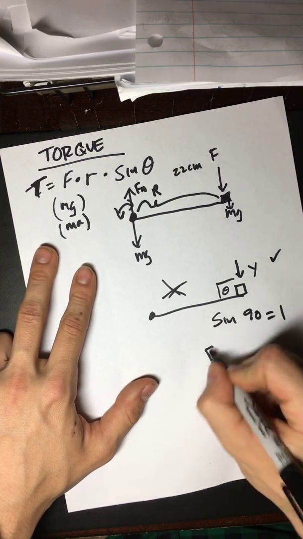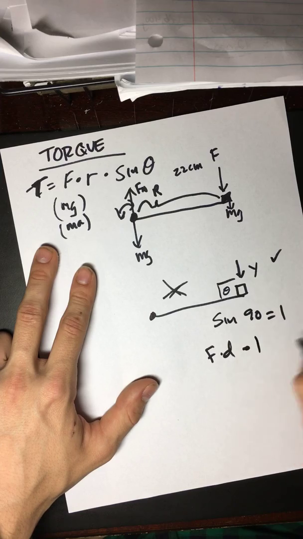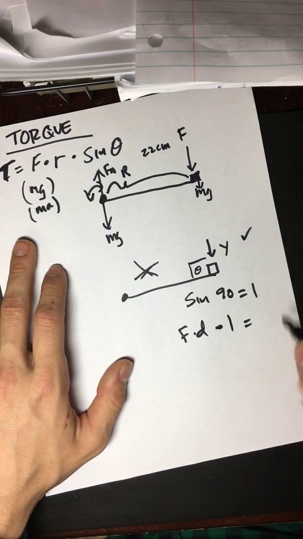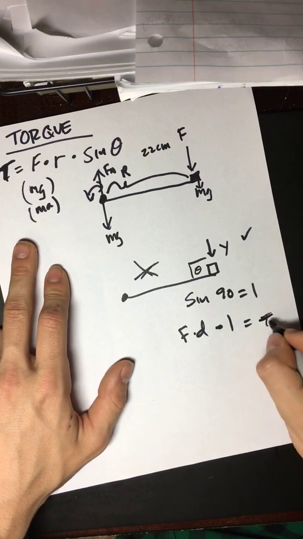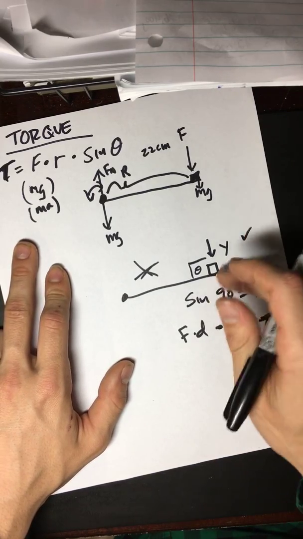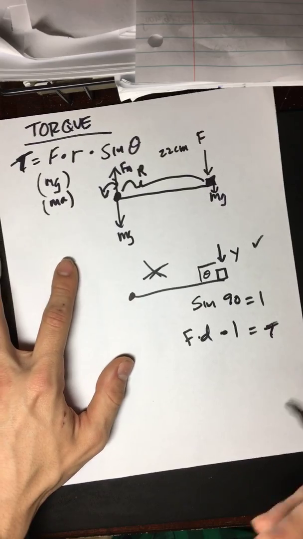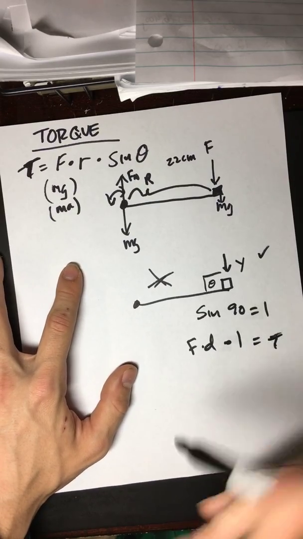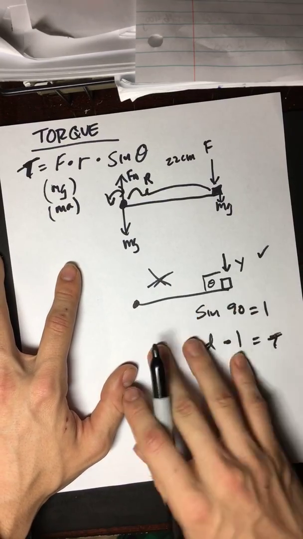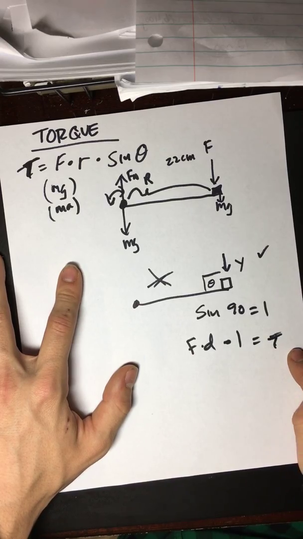So 1 times my force times my distance is 100% efficiency, right? So basically what I see here is that I'm getting 100% efficiency out of my torque. It's a better mechanical advantage in this case, or a disadvantage depending on what the situation is. But in this case, that equals my torque.